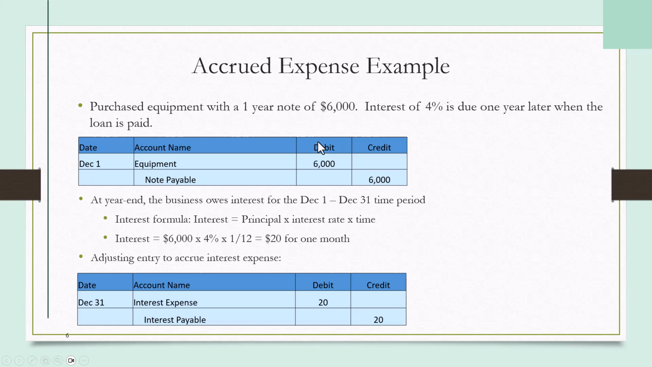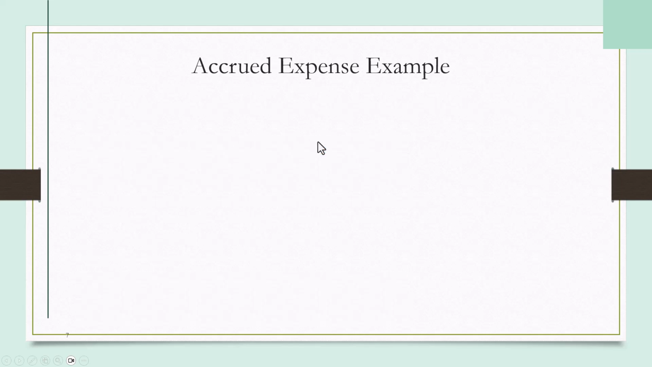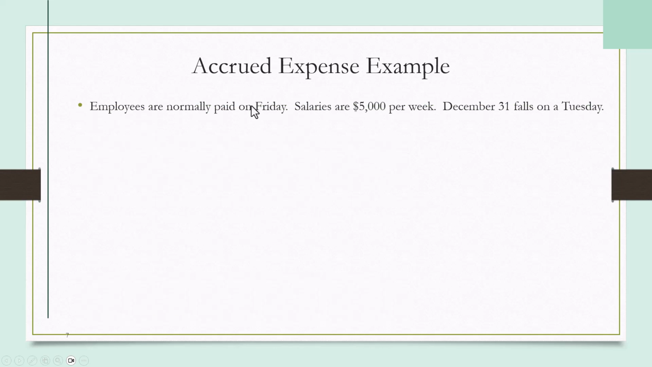I'm going to go ahead and do a second example. In the second example, this is going to be related to salaries expense. In this example, employees are normally paid on Friday, and we're going to assume a 5-day work week, Monday through Friday work week. They get paid on Friday, and salaries are $5,000 for the week. Well, in 2024, December 31st fell on a Tuesday.